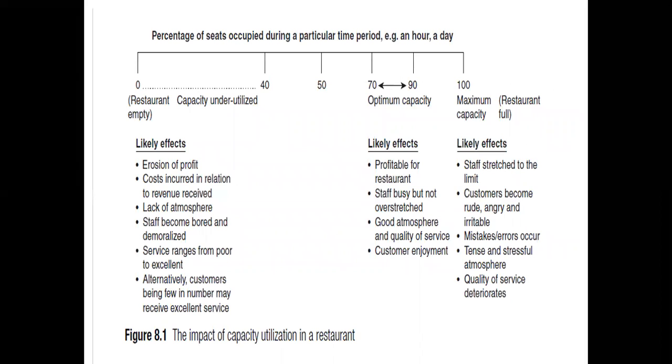And if you look at the utilization of capacity, as an example in any restaurant, maximum utilization and optimum utilization. When it comes to maximum, there will be a problem, no doubt, because the service will not be delivered in a quality manner. But when it comes to optimum capacity, everything will be fine. If you look at an example, the percentage of seats occupied during a particular time period, say an hour a day. If it is 100 capacity and it is just filling 0 to 40, then it is underutilizing the capacity.